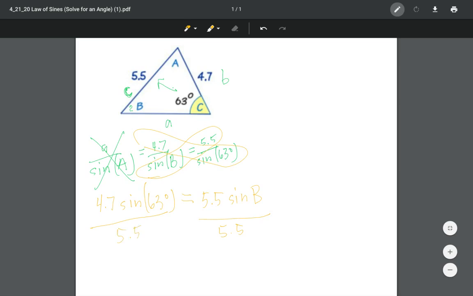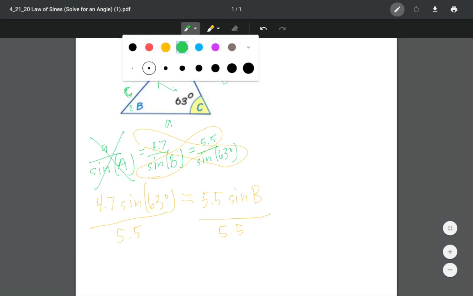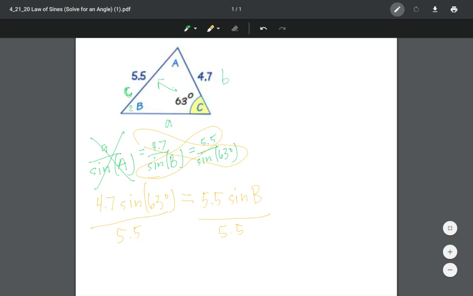And here's where you're going to go ahead and use your calculator. You can use your Google calculator. If you have a calculator at home, make sure you're in degree mode. So you're going to do 4.7 times sine of 63 degrees and divide that by 5.5. And what you should get, let me switch colors here again, back to my green, is that sine B equals 0.7614.